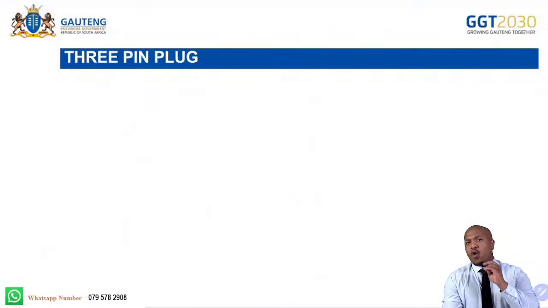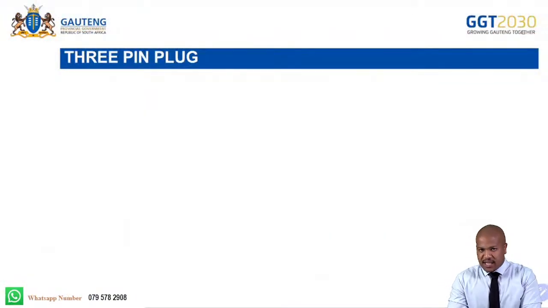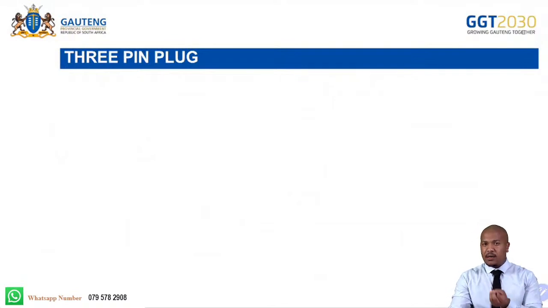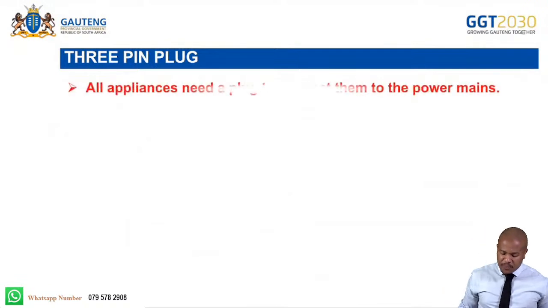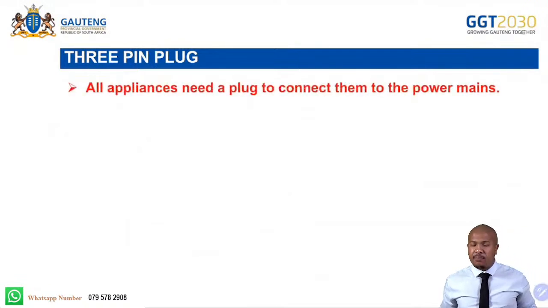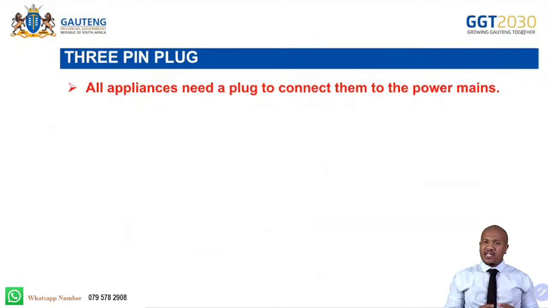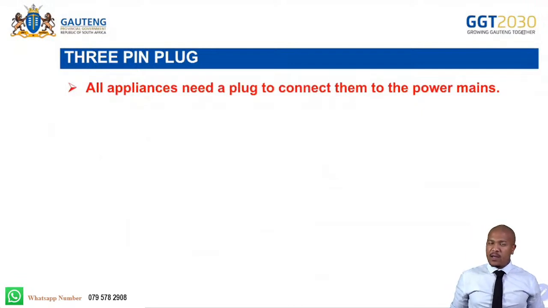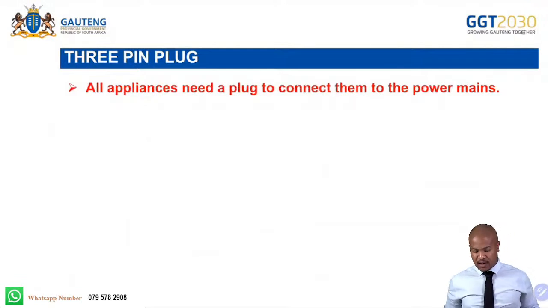Now let's move on with this lesson. As our lesson objectives have stated, we're going to describe the use of a 3-pin plug. Now, we know that all appliances need a plug to connect them to the power mains. Look at our washing machines, they have a different plug. Look at your radio, it is a different plug. It may be a 2-pin plug or a 3-pin plug, but all appliances need a plug to connect them to the power mains.